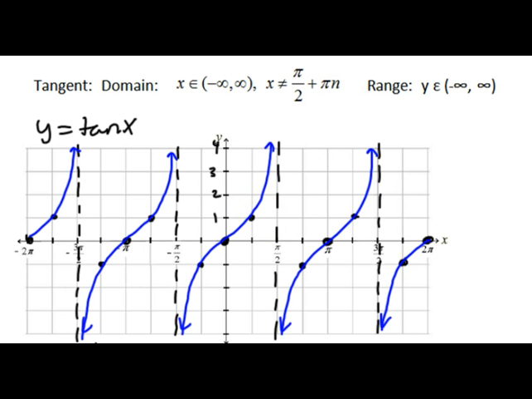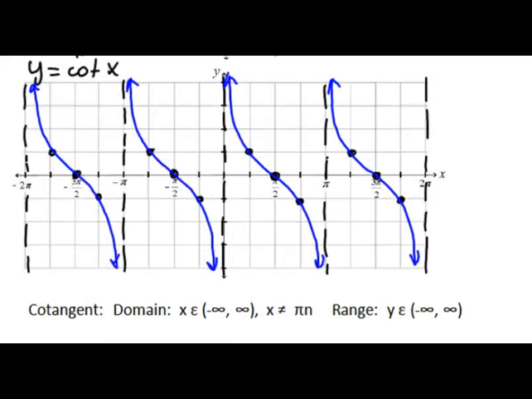And then last but not least, we're going to go to cotangent. So we see that cotangent also has a range of negative infinity to infinity, just like tangent, but its asymptotes are at multiples of pi, so it has the same domain as cosecant does. X is an element of negative infinity to infinity. X is not equal to pi n.